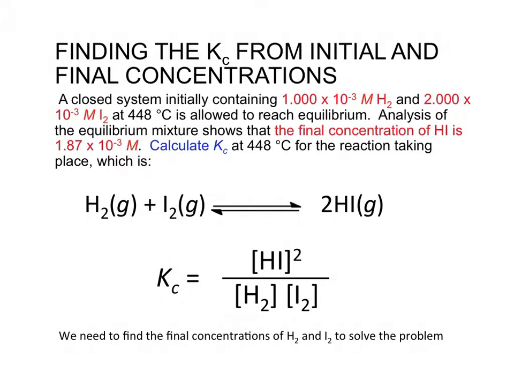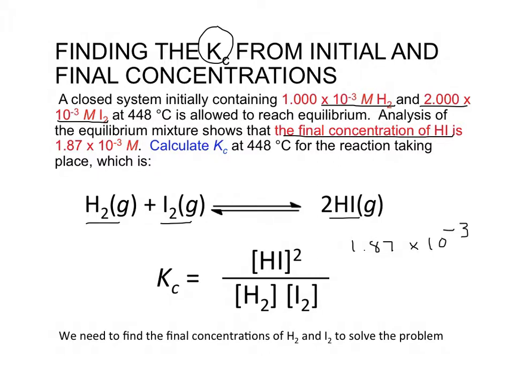Let's do a couple of examples of equilibrium calculations. In the first, we're going to find the equilibrium constant Kc from initial and final concentrations. We're looking at the reaction H2 plus I2 gas gives 2 moles of HI. We're given the initial concentrations of H2 and of I2 at a particular temperature. And we're also given the final concentration of HI, which is 1.87 times 10 to the minus third molar.